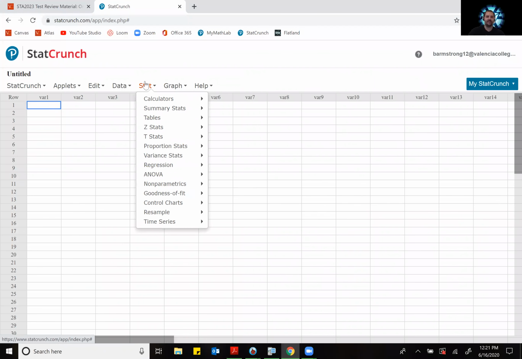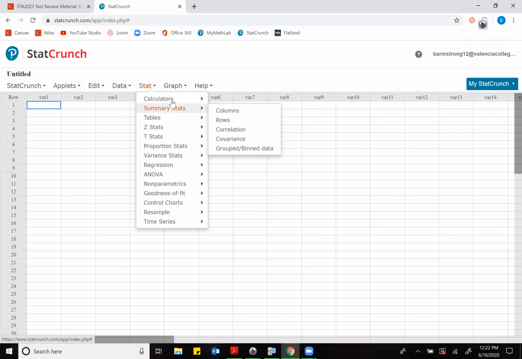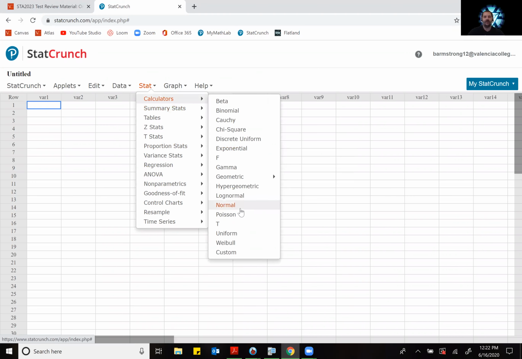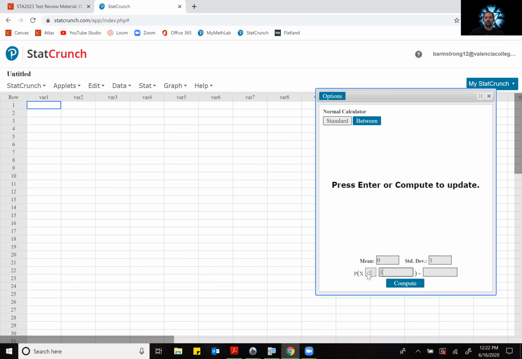So we want Stat. And we are dealing with, if I remember right, one proportion, one sample. This doesn't seem right. Going to the wrong one. Calculators, normal. Yeah, normal. So here we go. Our mean is 0, our standard deviation is 1, and we want to be less than 1.19. Compute. And there it is.